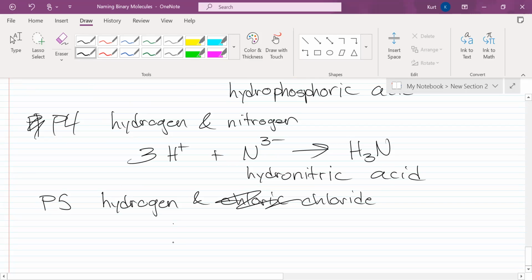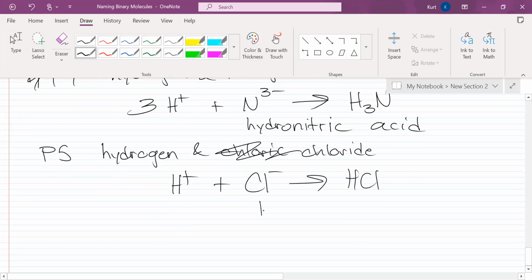All right, hydrogen is positive 1, chloride is negative 1. That's going to be a 1-to-1 ratio. This should be hydrochloric acid. And that is the acid that is in your stomach. It digests proteins.